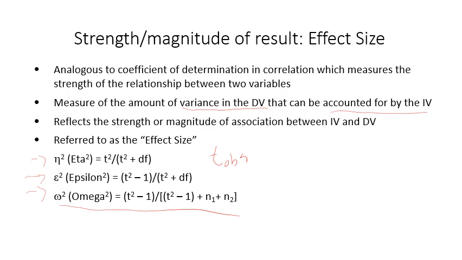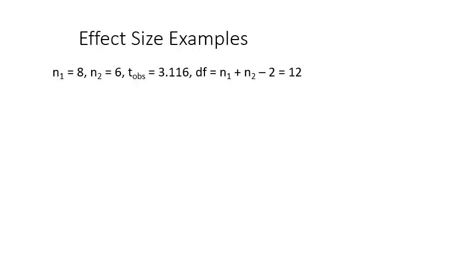Let's actually look at each of these calculated out. So let's say we've got an n1 of 8 and n2 of 6. Recall this is from our independent samples test. A t observed of 3.116 and a degrees of freedom of 12. This is everything that came from our independent example. To calculate eta squared, you just do that t squared, so 3.116 squared divided by t squared plus degrees of freedom of 12, and you get 0.4472. Multiply that by 100 and you get 44.72%.